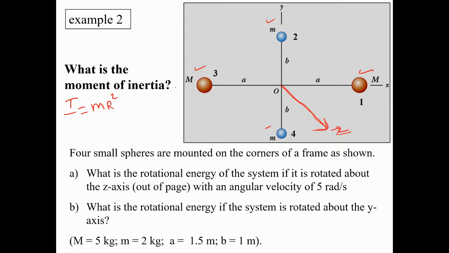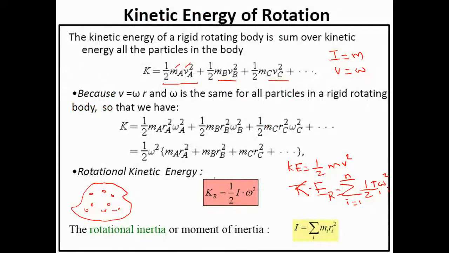Now how do you have to write? We know the formula. What is our formula for the rotational kinetic energy? Kinetic energy rotational equals half I omega square. So I'm going to use this formula.